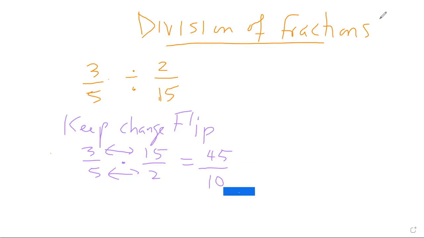Can I reduce this fraction? Yes, with a 5. Divide by 5, divide by 5. So this would give me a 9. That would give me a 2. We've got 9 over 2. Boom. I'm done. So that is how to work on division of fractions.